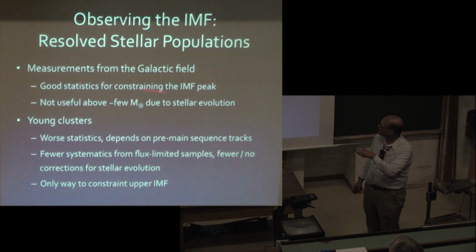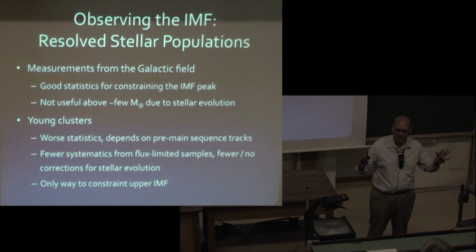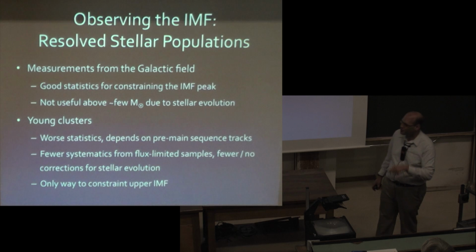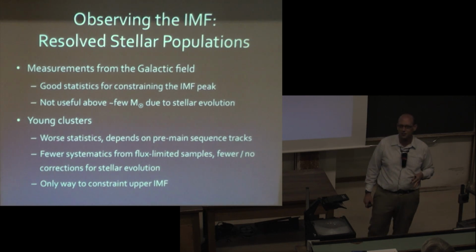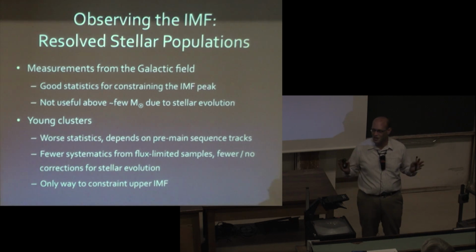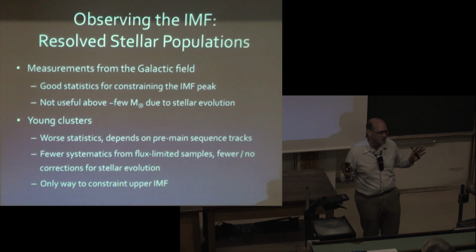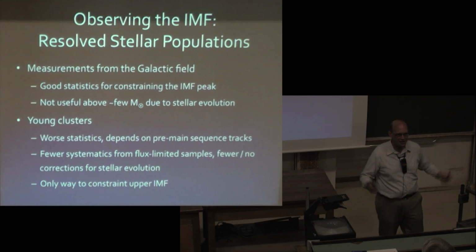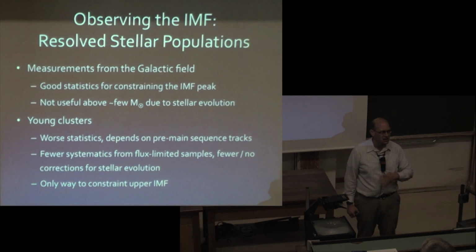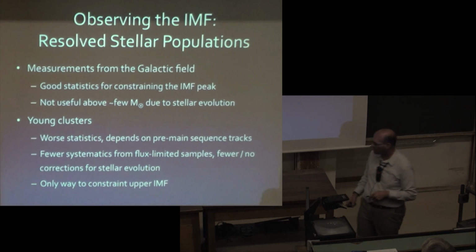You can do this in the galactic field. And if you do it in the galactic field, the advantage is there are a whole lot of stars, and you get great statistics. The big disadvantage is that you can't really do anything above one or a few solar masses because of stellar evolution. The vast majority of the stars in the galactic field are of order 5 gigayears old, and everything that's more massive than a few solar masses has long ago died. So you get great statistics near the peak of the IMF at low masses, but very poor constraints everywhere else. The other thing you can do is go look at young clusters.